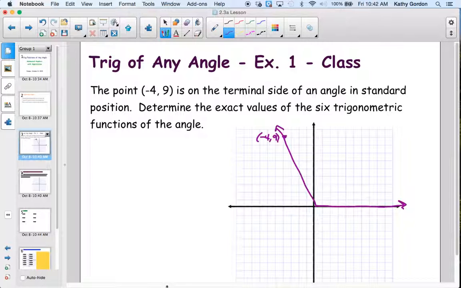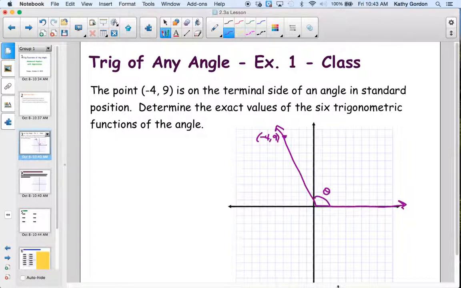Okay, so it's not acute anymore. It's something that's gone past our 90-degree mark. So we're looking at an obtuse angle here that we'll call theta. Okay?